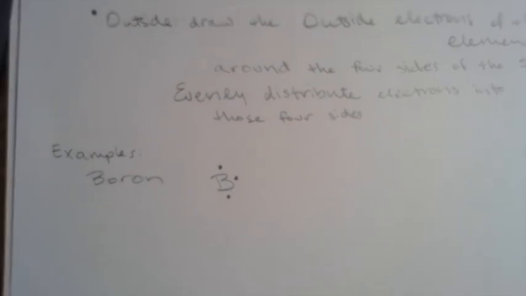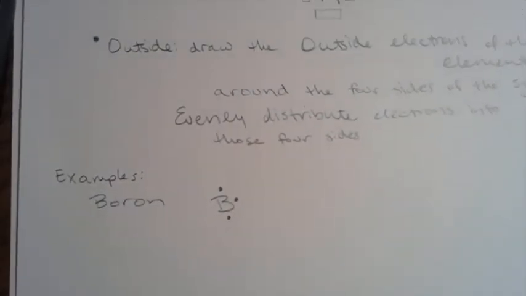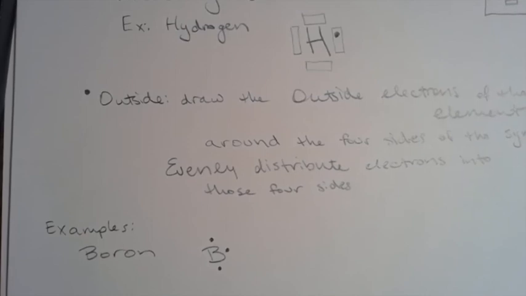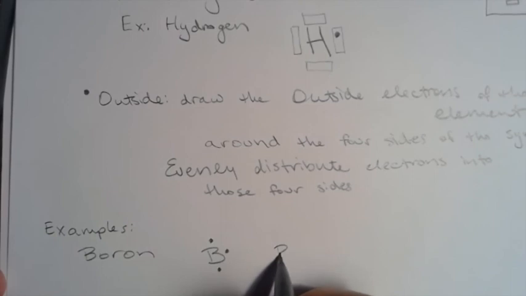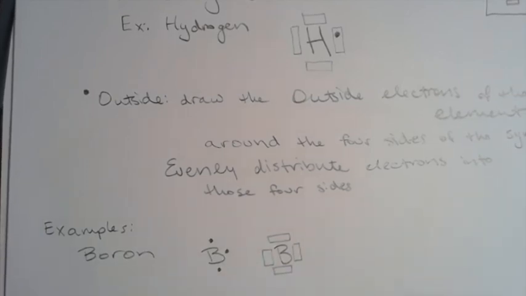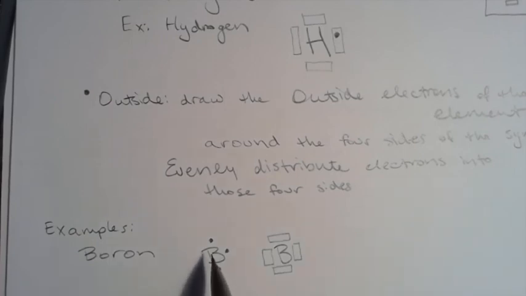In your mind, you've got those 4 sides, and you can draw the 4 boxes if you would like to. You don't have to, but you're imagining 4 sides to that symbol, and you're going to evenly distribute the electrons into those sides. So in this case, we put 1 electron in each side until we ran out. Boron is in the 3rd column, so we're going to put 3 outside electrons total.